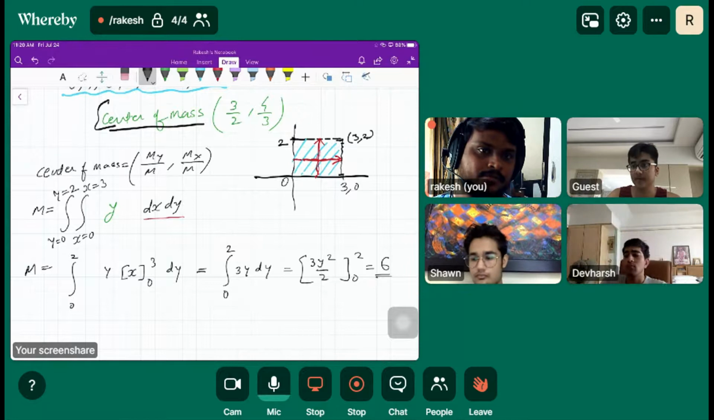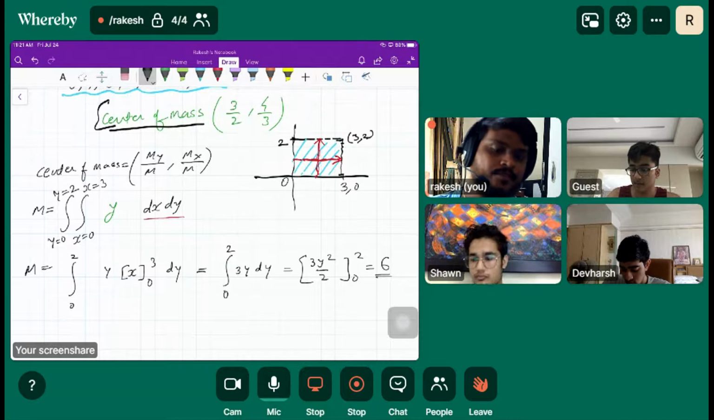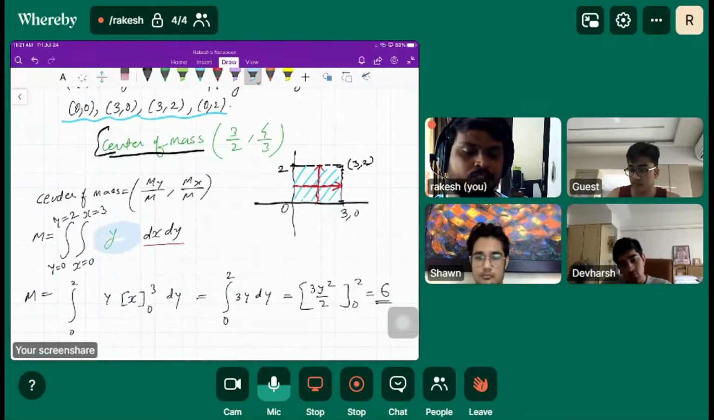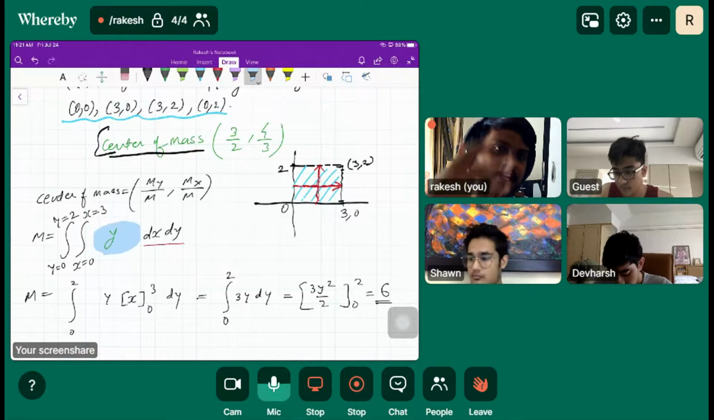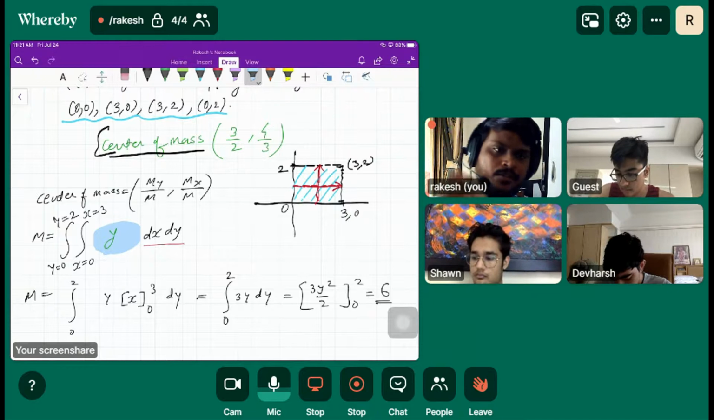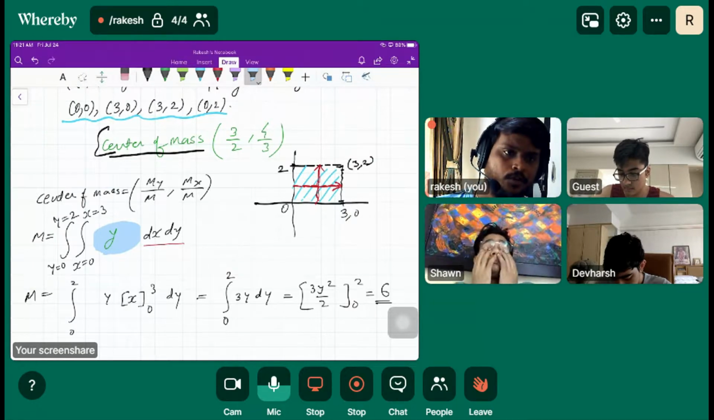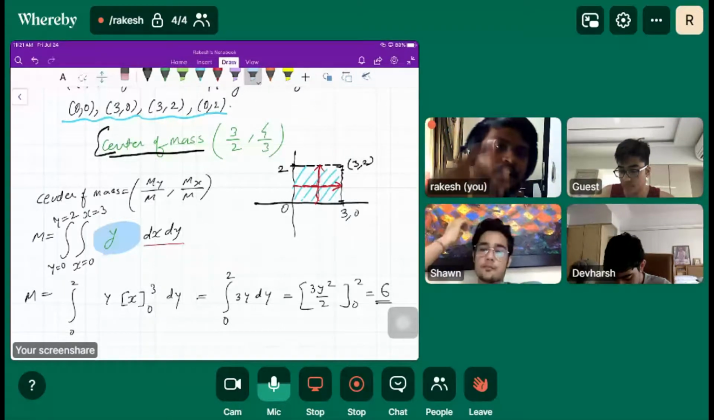So this whole thing is the density function. When do we find area? When the whole thing here is 1, it will give you the area. I think in the previous class we observed that if you take the function as 1, it will give you the area of the region.